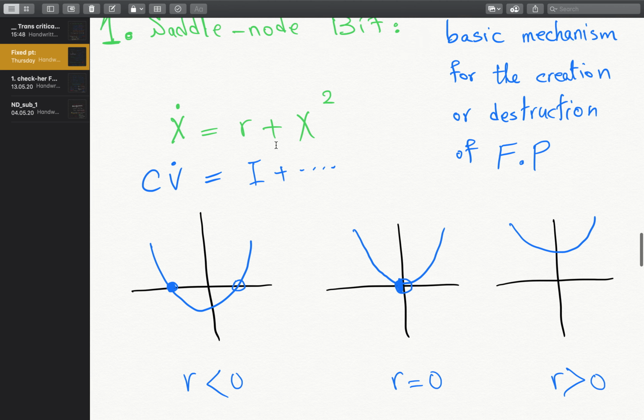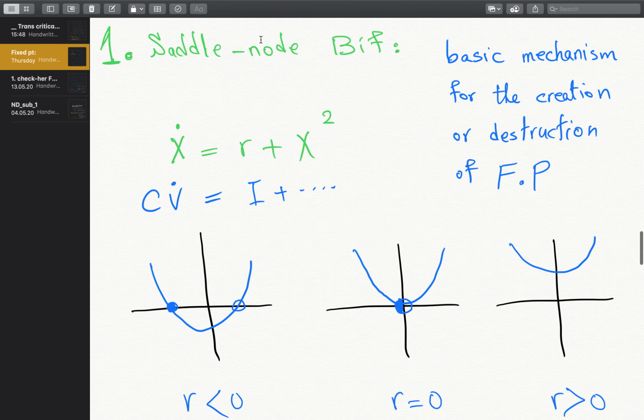So this is an interesting thing: in saddle node bifurcation, you have two fixed points. One of them is stable, the other one is unstable. And at the bifurcation point, they reach each other, colliding and annihilating each other. And the fixed points are destroyed.